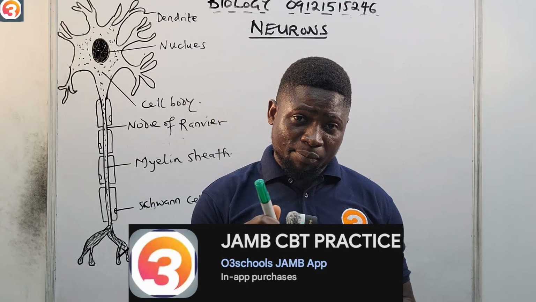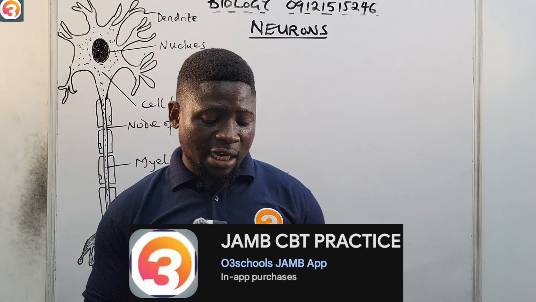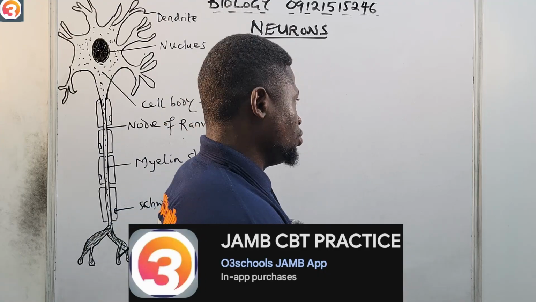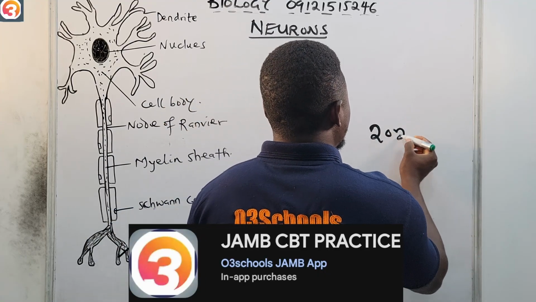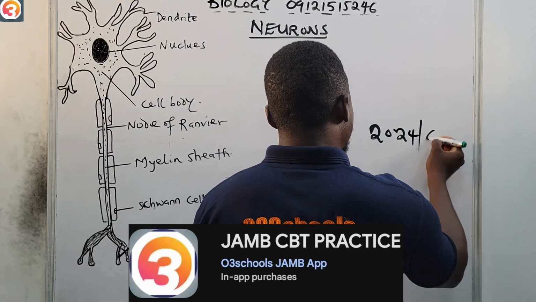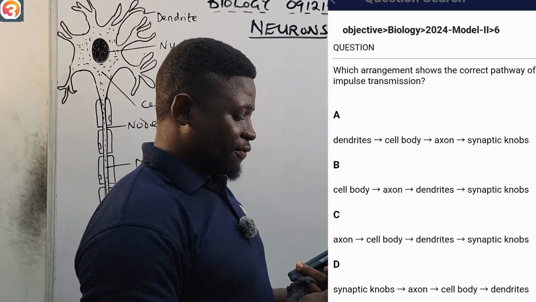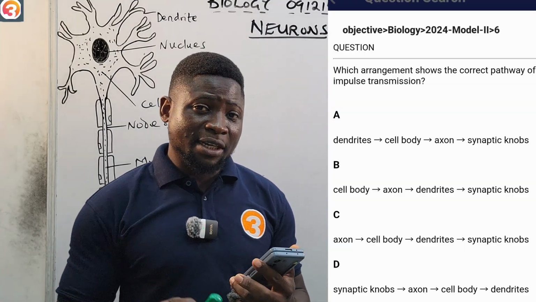All right, let us see a past question from the O3 Schools app. This is the JAMB app. This is year 2024, number 6. Okay, year 2024, number 6. I guess it is being displayed on the screen right now.